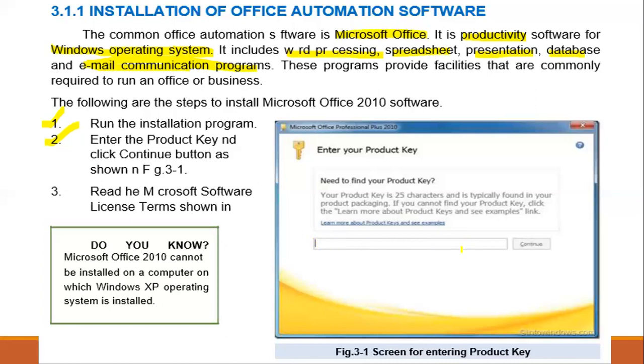Simply type the product key from the CD cover, or you can find the product key as a text file present in the CD which contains the setup. After entering the product key, simply press this continue button that is present in front of this text box.